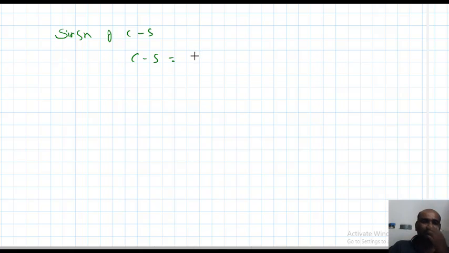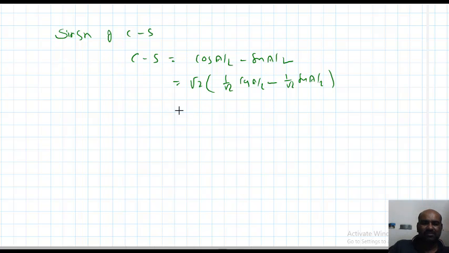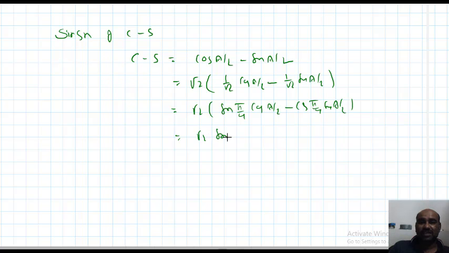I already explained to you. Directly cos a by 2 minus sin a by 2. Just multiply by root 2 and divide by root 2. Same procedure. So 1 by root 2 cos a by 2 minus 1 by root 2 sin a by 2. So this is root 2 into, instead of this I can write sin pi by 4, so sin pi by 4 cos a by 2 minus cos pi by 4 into sin a by 2. So my intention is I want to write root 2 sin of pi by 4 minus a by 2.